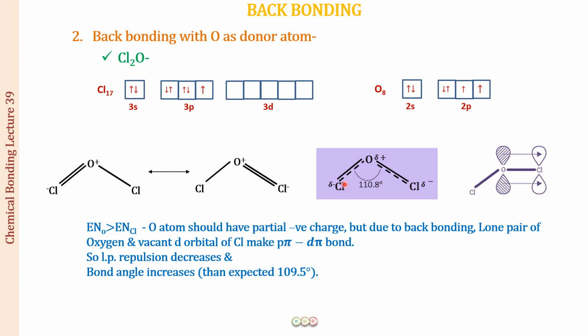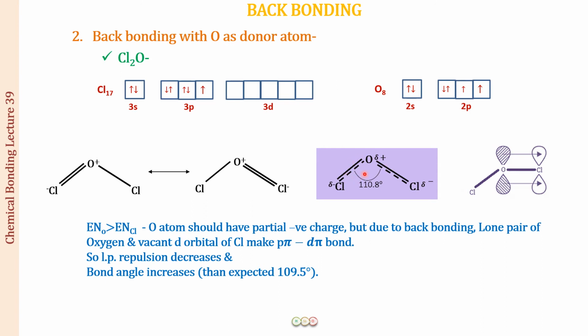I hope you can understand that oxygen has two lone pairs of electrons and it is forming two sigma bonds. So the hybridization of the oxygen atom over here should be sp3 hybridization. And for sp3 hybridization, if it is all single bonds, the bond angle should have been 109.5 degrees. But because of the lone pairs, what we say is that the repulsion increases and the bond angle value decreases. But now this is because of back bonding.